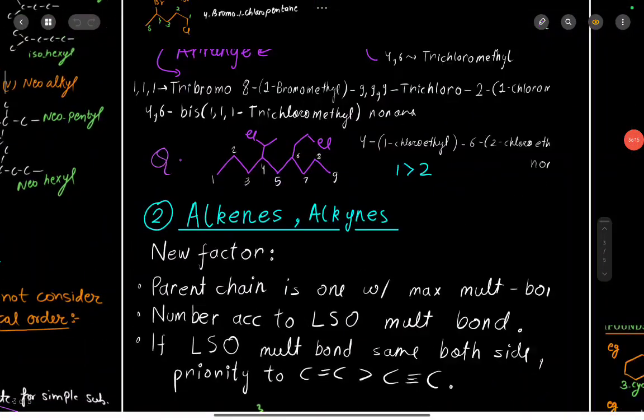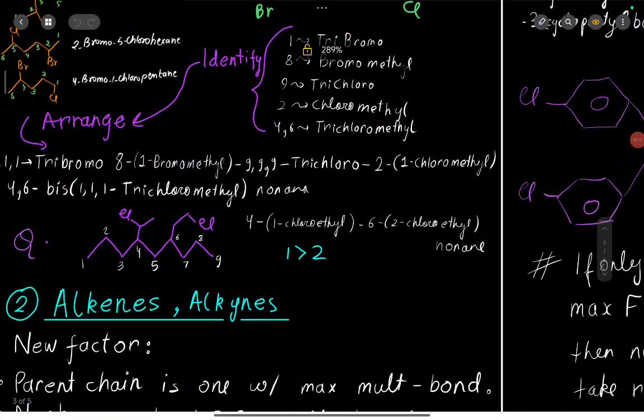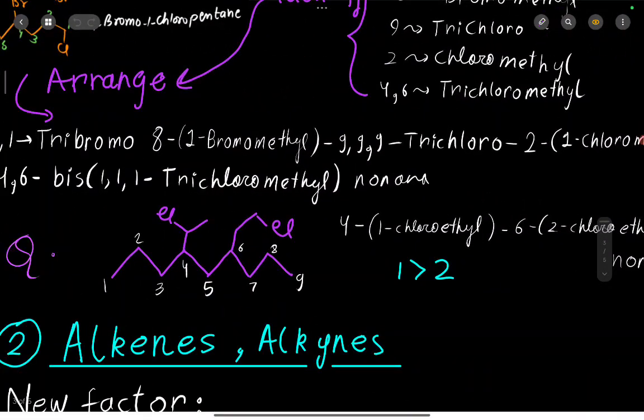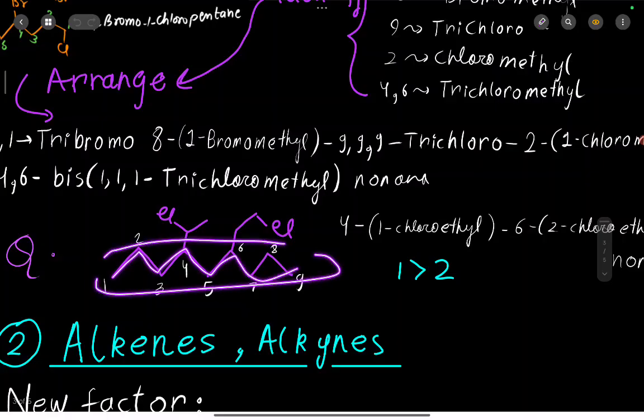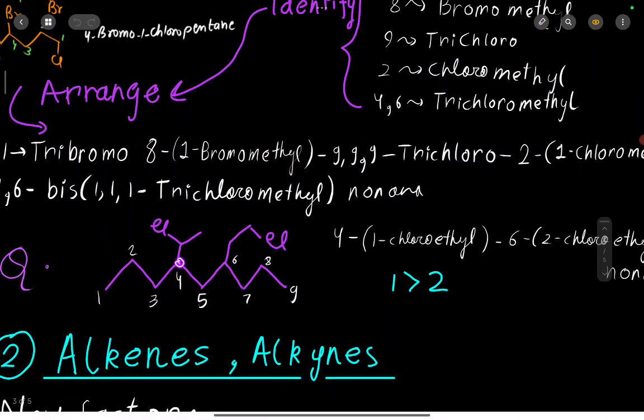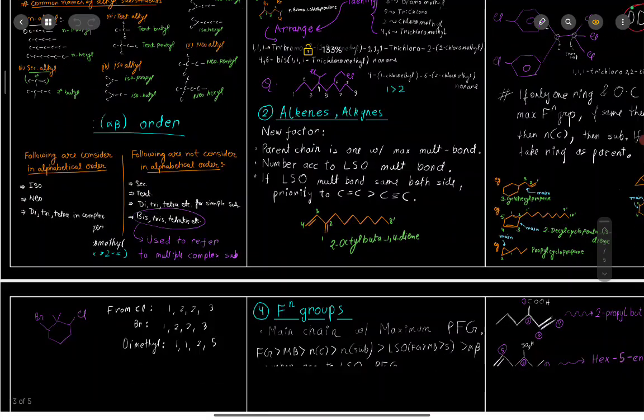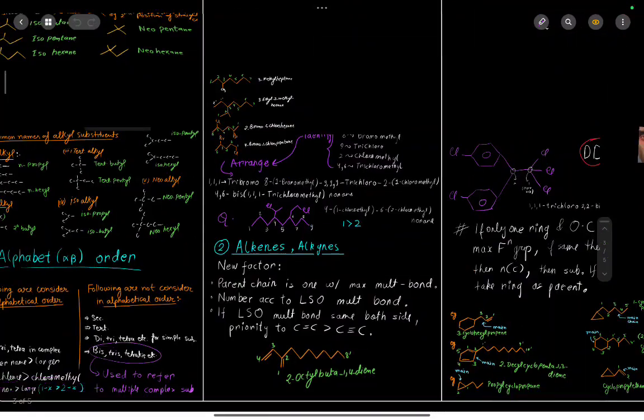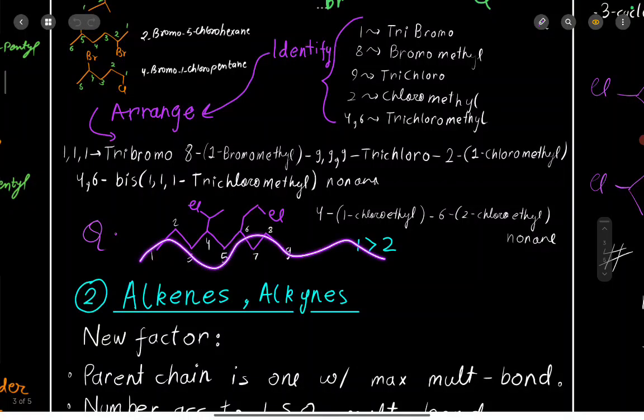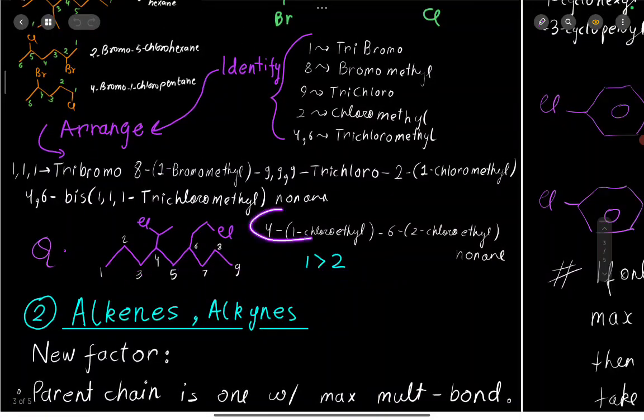Okay, so that's done. Look at this one. We start numbering from here because see, the parent chain is the same both sides. Two substituents are there. Both sides give the same position to them. So we give priority to 1 chloroethyl over 2 chloroethyl via this rule, and hence the numbering starts from here, and this is the name of the compound. Okay.